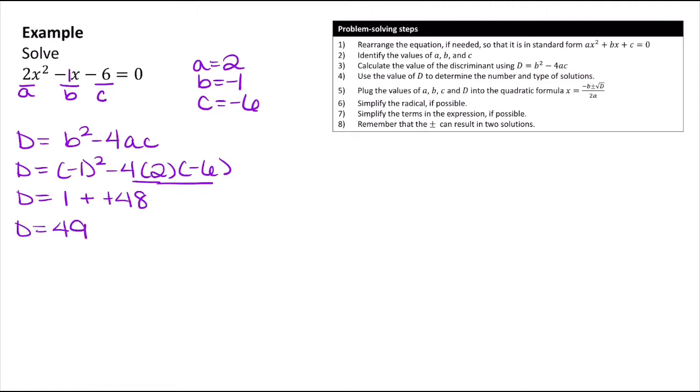Well, let's look at 49. 49 is greater than 0, so I know I have two real solutions, right? And then 49 is a perfect square, so I know I have two real rational solutions, okay? So that's how the discriminant can help you predict. Now let's go to the quadratic formula and plug everything in.